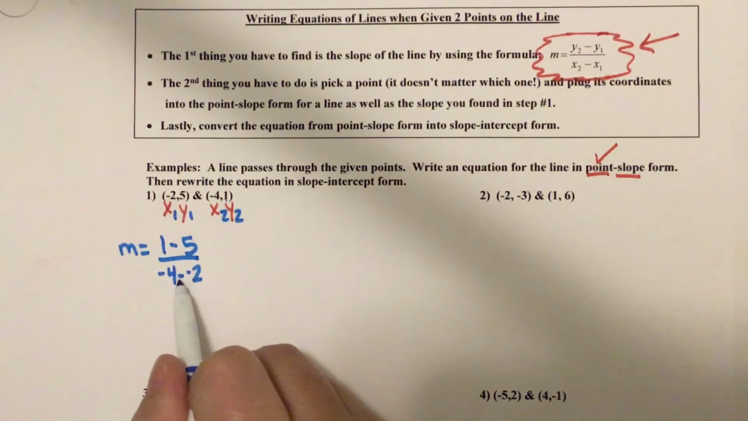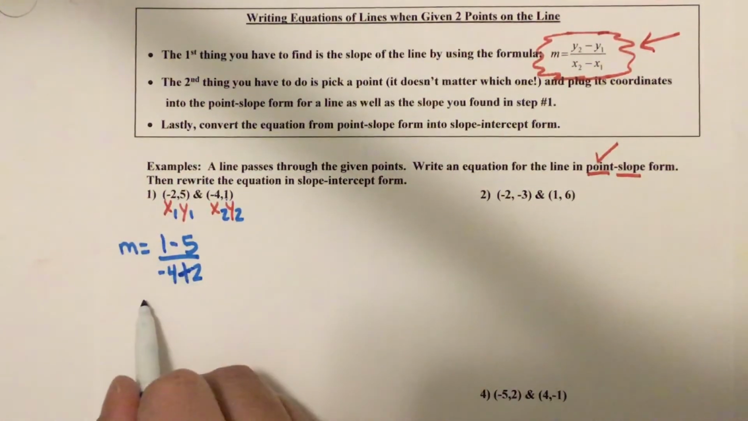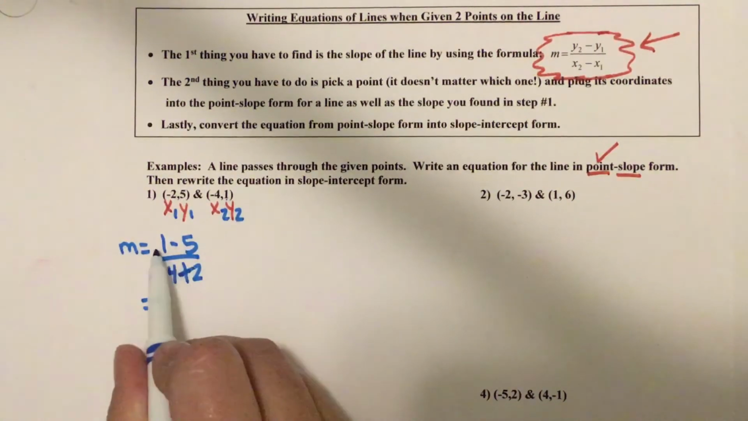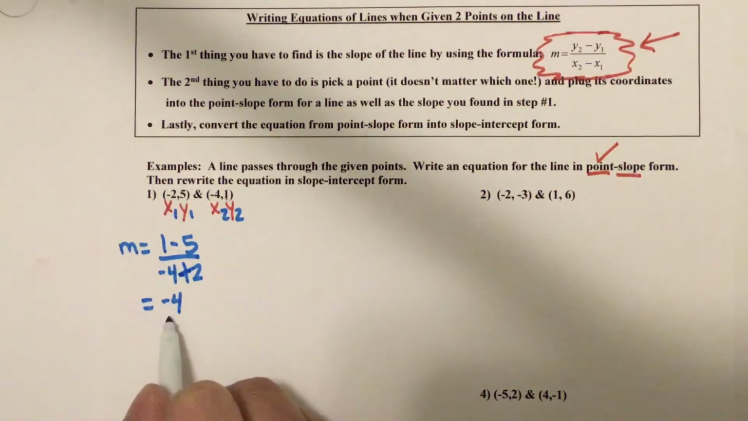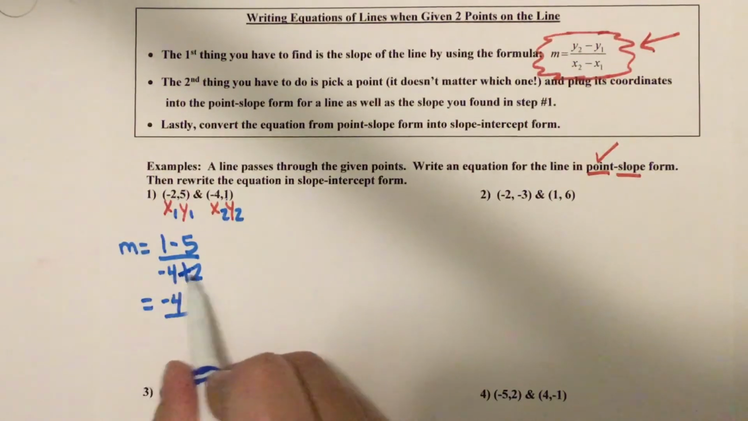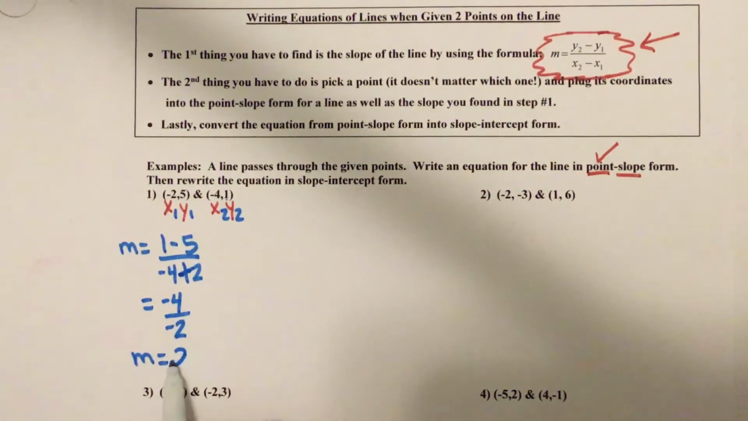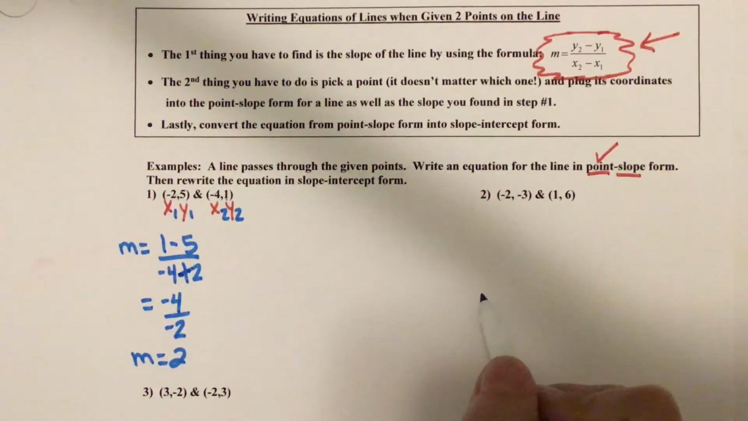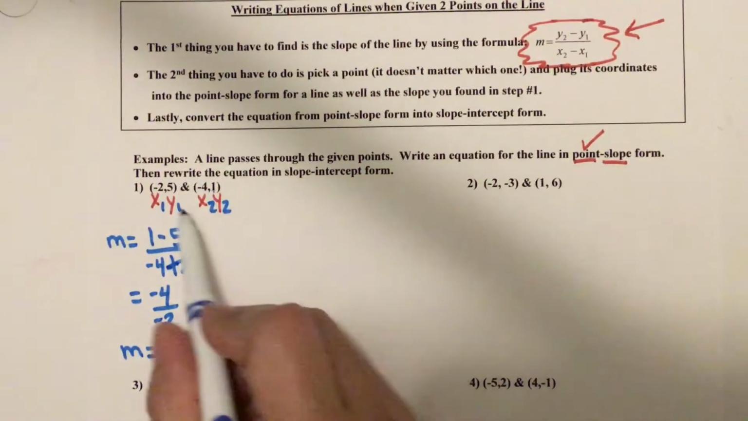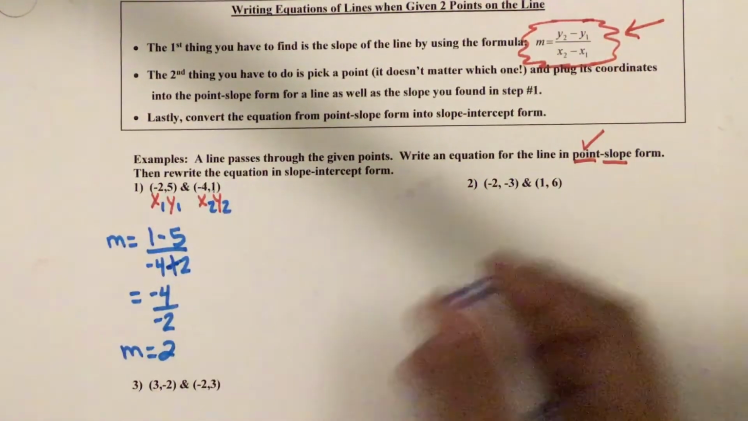And remember, the minus the negative back to back makes a big old plus. Okay, working this out, 1 minus 5 makes -4. -4 plus 2 makes -2. Always reduce. -4 divided by -2 makes a +2. Now I've got my slope. So I had my points to begin with, and now I've got my slope.